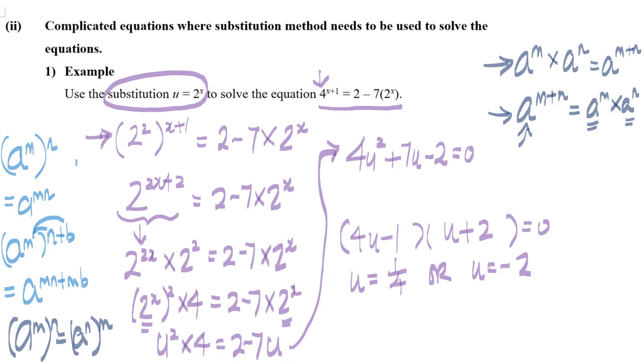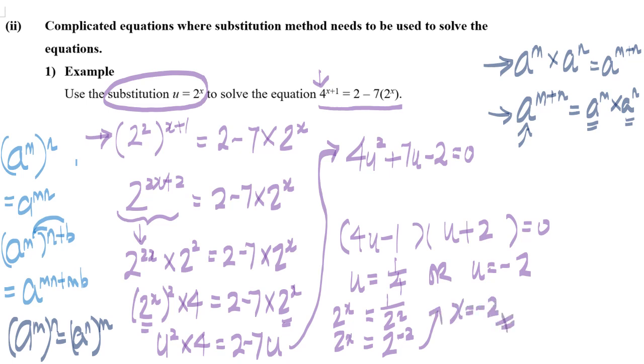But remember that u is a substituted value for 2 to the power of x. Ultimately, you have to find the values for x. So since u is a substituted value for 2 to the power of x, we will have to substitute our u back as 2 to the power of x. Then 1/4 you can write as 1 over 2 squared, and 1 over 2 squared you can write as 2 to the power of -2. So from here, x is equal to -2.